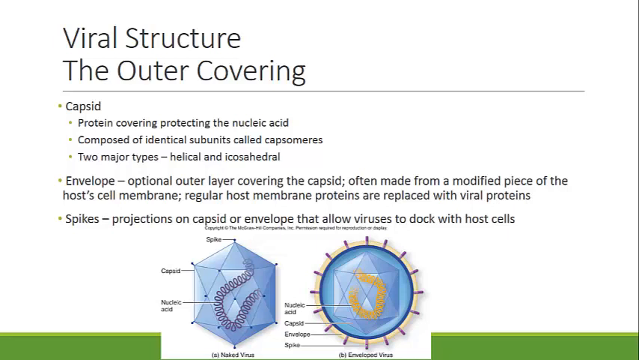The regular host cell membrane proteins are replaced with viral proteins, and so everything just flows together really nicely for the virus. Spikes are projections on the capsid or the envelope that allow viruses to dock with the host cells. Remember a few slides back I mentioned that viruses have specificity, meaning they can't just go into any host cell. Part of this is the interaction between the projections on the capsid or the envelope, those spikes, or some other type of projections, and the host cell receptors. That interaction is what helps get them into the host cell.